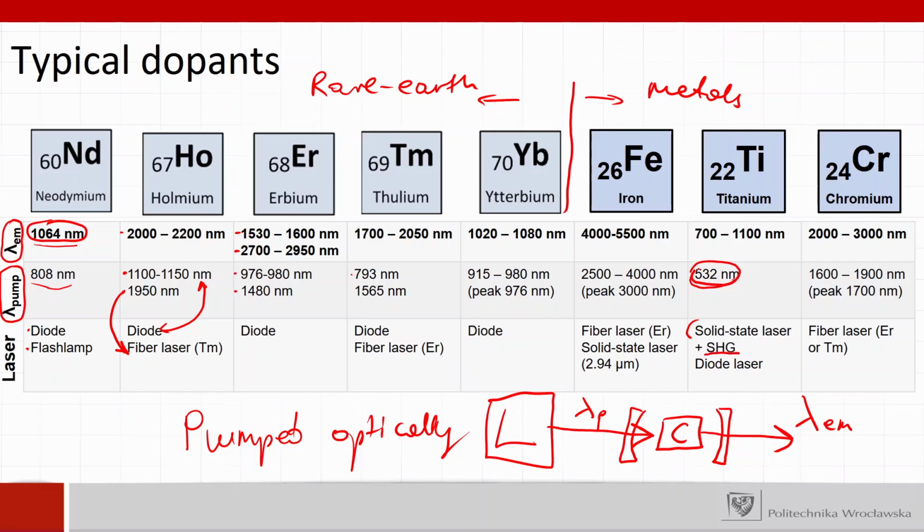So we have 532. You can also see that, for example, the absorption of the thulium laser here matches with the emission of the erbium doped laser. So it means that we can use an erbium laser to pump a thulium laser. And if you look even further, you will see that the absorption of holmium matches with the emission of thulium, because this is 1950, which is also covered by the thulium. So the thulium laser can be used as a pump for the holmium.